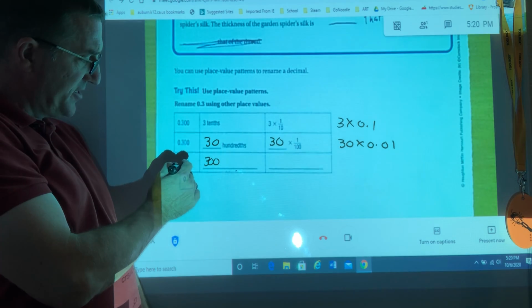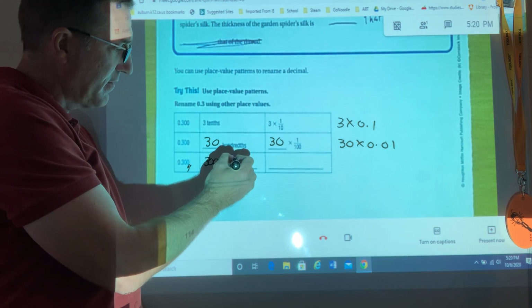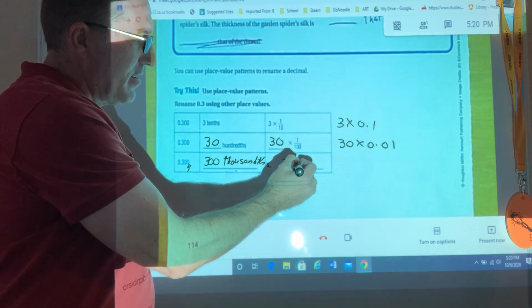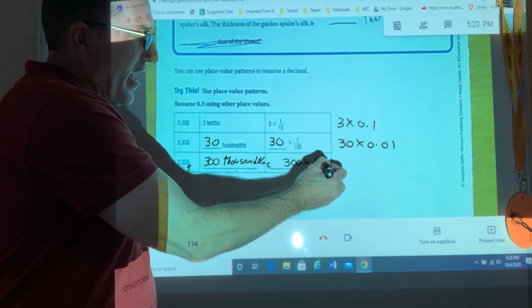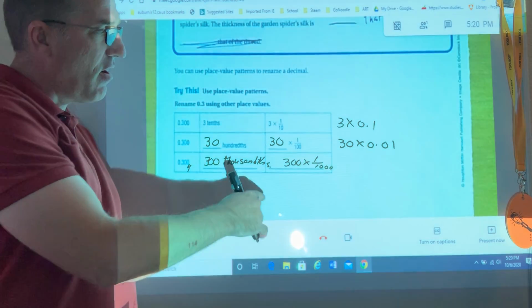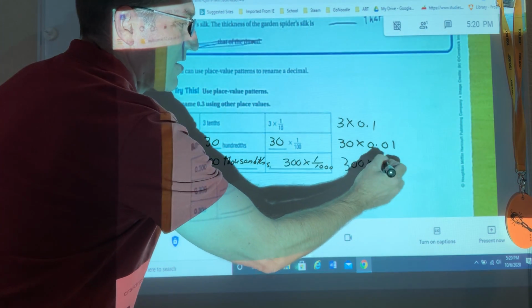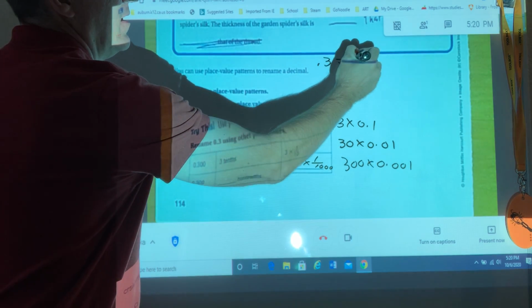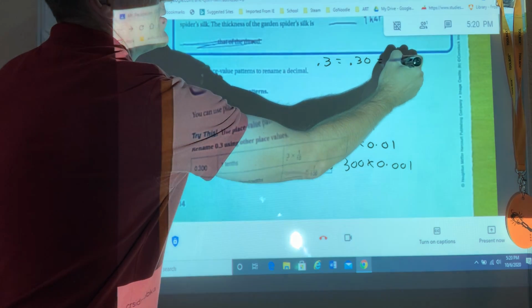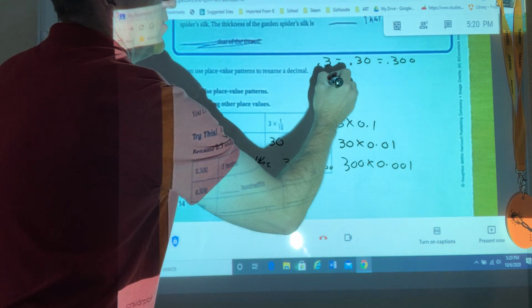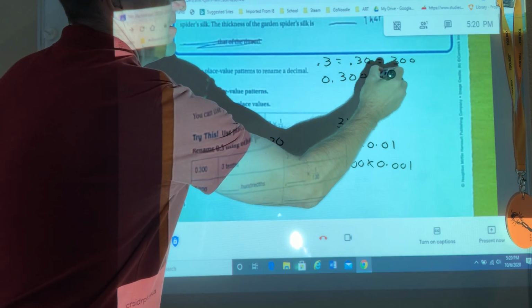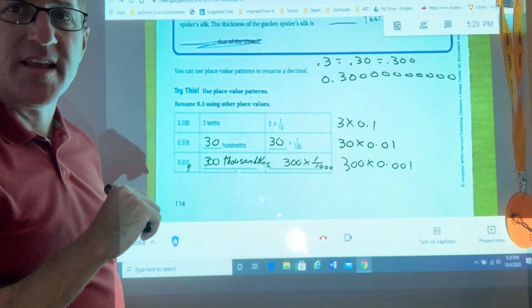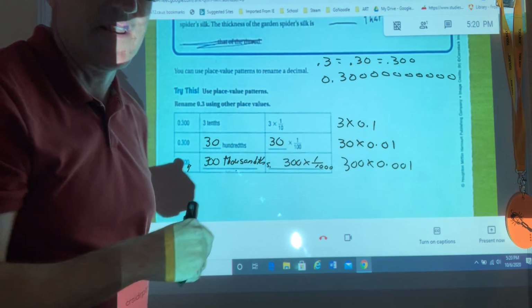300 what? It's the last digit. 300 thousandths, which is 300 times 1/1000th. That's it. These are all the same value. This equals this equals this equals this. You get the picture. I can add zeros as many as I want. And don't even get me started on trying to name that one.